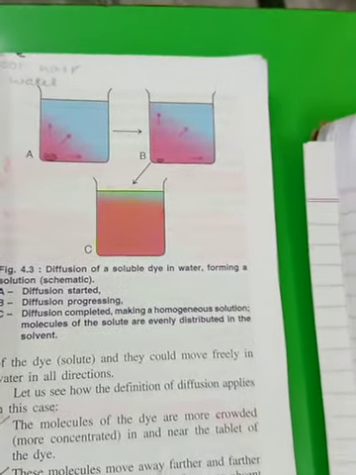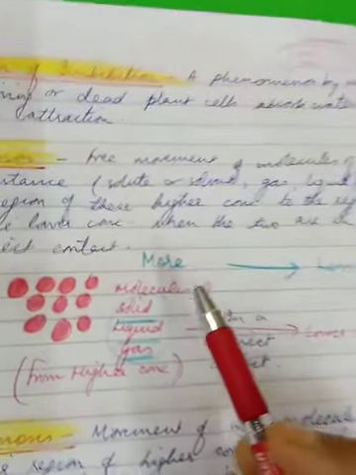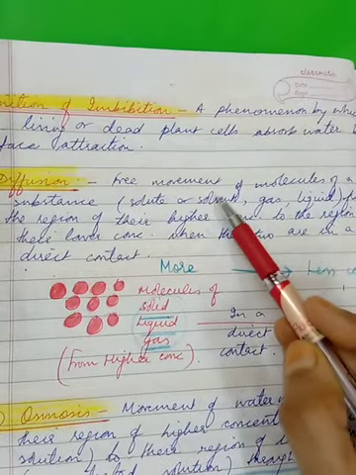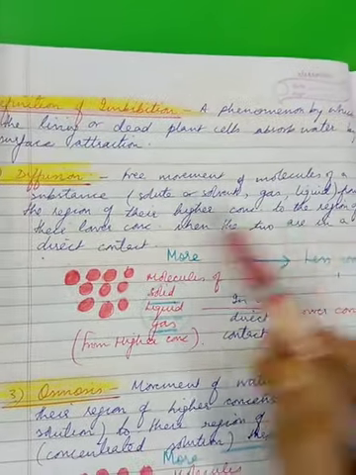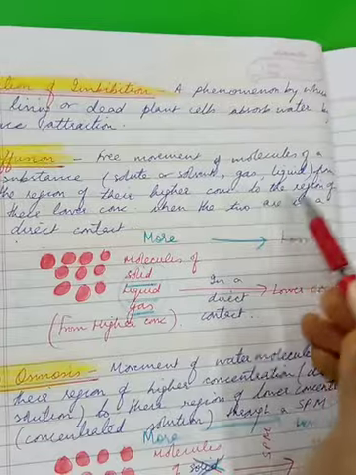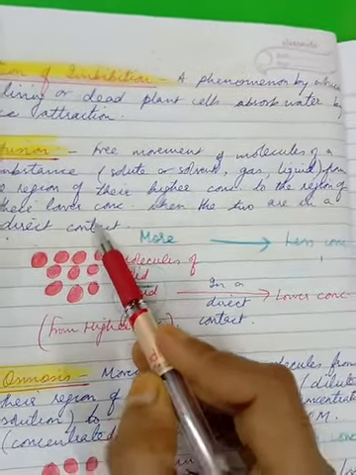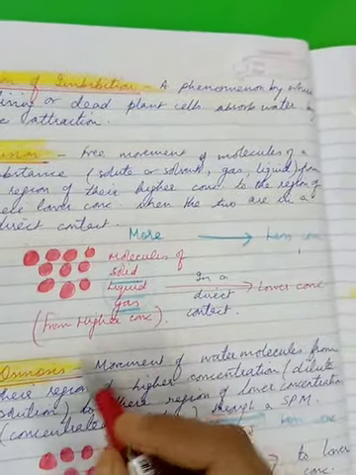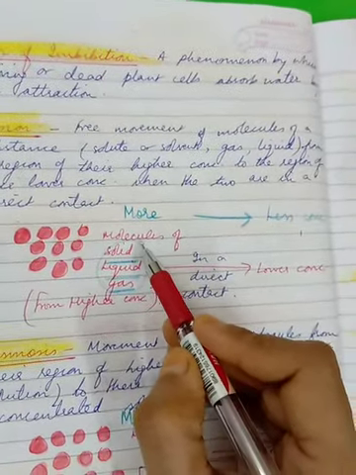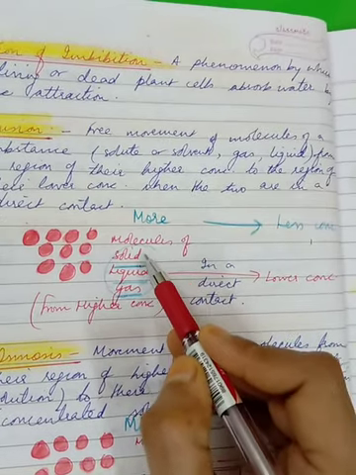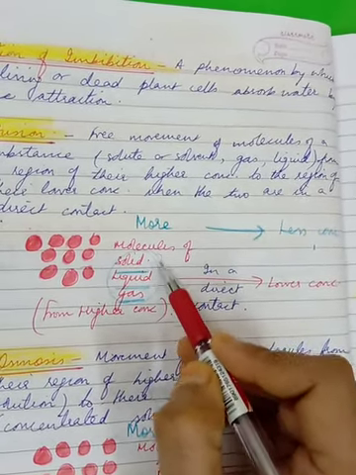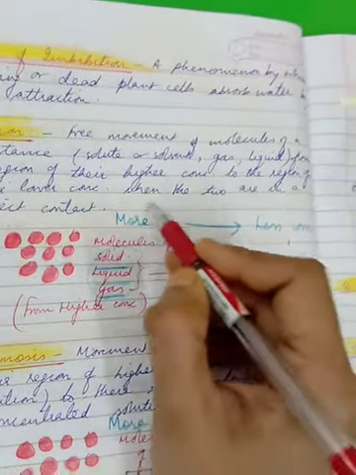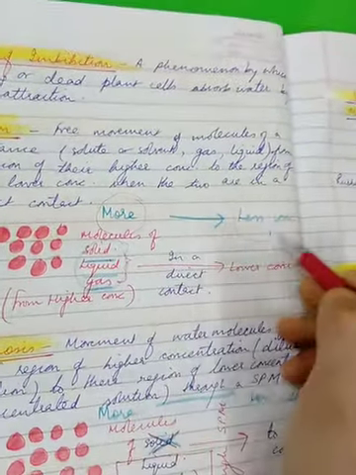So this movement, diffusion, is the free movement of molecules of a substance, solute or solvent, gas or liquid, from the region of higher concentration to the region of lower concentration when the two are in direct contact. Remember children, diffusion is the movement of molecules of solid, liquid or gas, that is all three states of matter. And from where to where? From an area which is more to an area which is less.